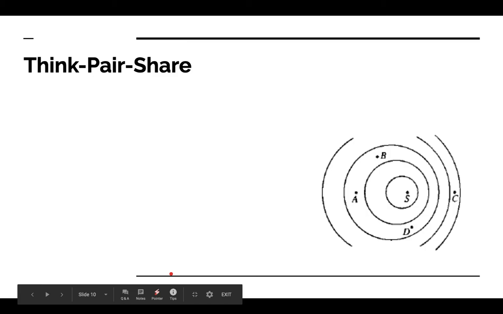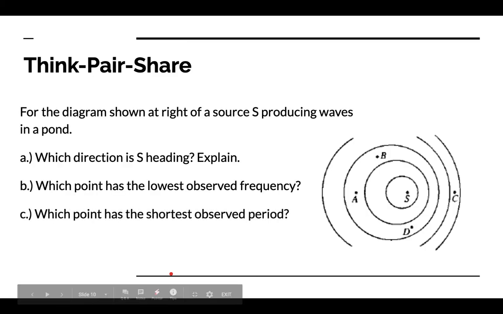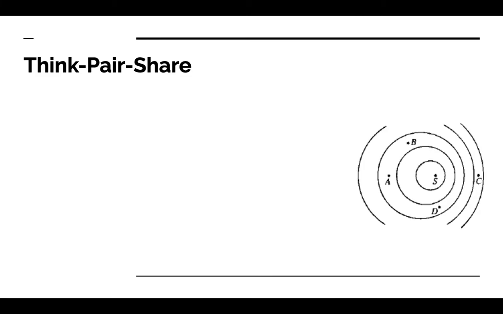So lastly, we have this think, pair, share here. If you want, please pause the video now and go ahead and answer. If not, we'll proceed on to explanations. So it says, for the diagram shown at right of a source S producing waves in a pond, which direction is S heading? Please explain. Which point has the lowest observed frequency? Please explain. And then which point has the shortest observed period? Please explain.